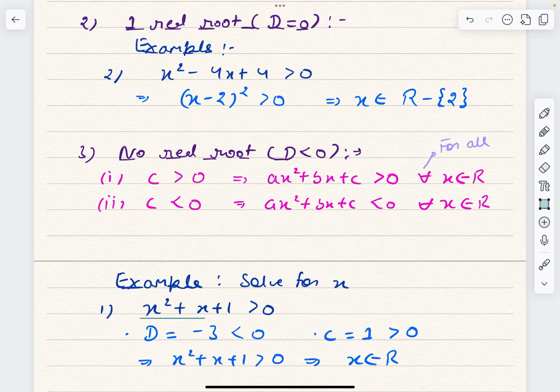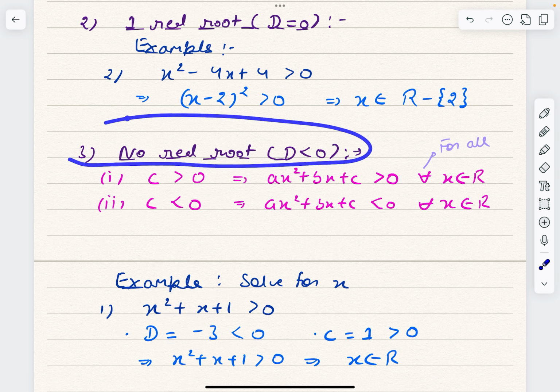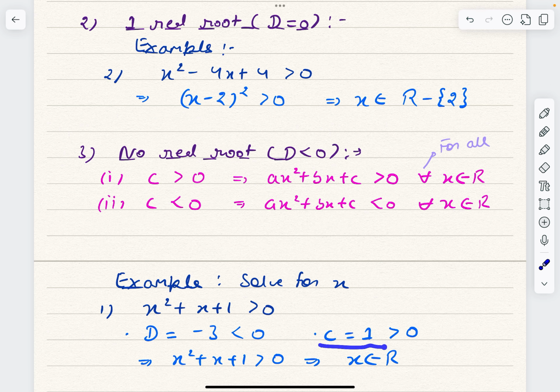x square plus x plus 1, you have to find the values of x for which it is greater than 0. Quadratic equation, we try to find roots. We have to find them with the help of D. When you find D, it comes out to be negative. Negative means no real root. If it is no real root, that means third case. c is 1, which is positive, means the first case.